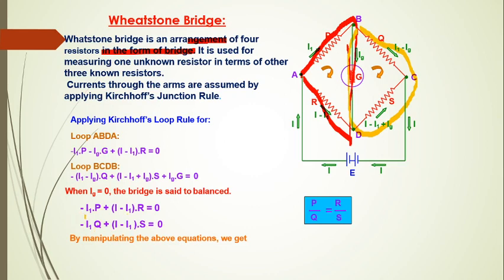Divide equation 1 by equation 2, and this relation will be obtained: P divided by Q equals R divided by S. This is the condition for the Wheatstone bridge. When the bridge is balanced, meaning no current passes through the galvanometer, the ratio of the two resistances P divided by Q equals R divided by S.